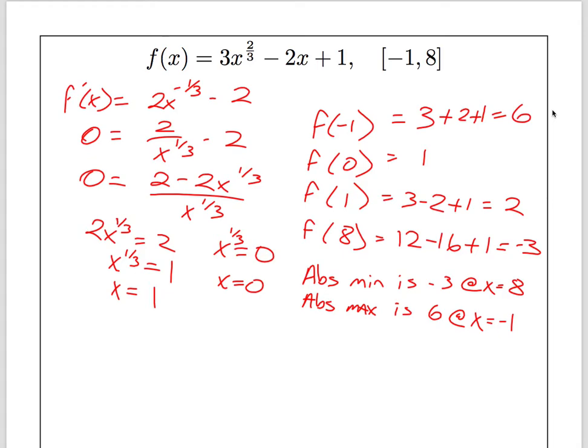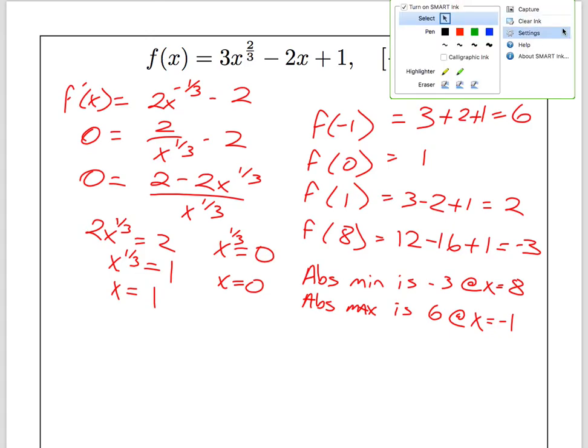What do we notice about our absolute max and min in this case? They are both endpoints. So right now, I don't know whether or not 0 or 1 produces a relative max or relative min. I don't have enough information. I have to do a sign line. But the highest y value produced by x values between negative 1 and 8 would be, what did I say, highest? It would be 6, and the lowest would be negative 3. All right, last one.